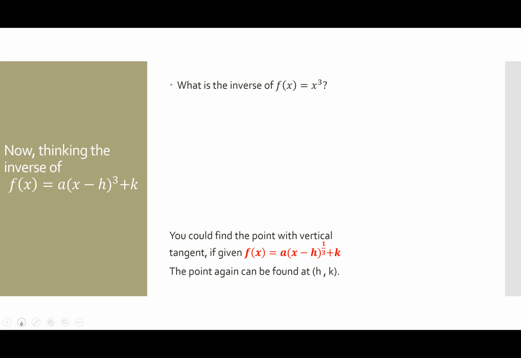So we now need to think about the inverse of our stationary form of our cubic function. So the first thing is, what's going to be the inverse of f(x) is equal to x to the power of 3? This function is a one-to-one function, and we have seen that in the previous slide already. So think about the process for us to find the inverse. First, we let y is equal to x cubed, and now we swap x and y. So you will have x is equal to y cubed, and then you take the cube root on both sides.